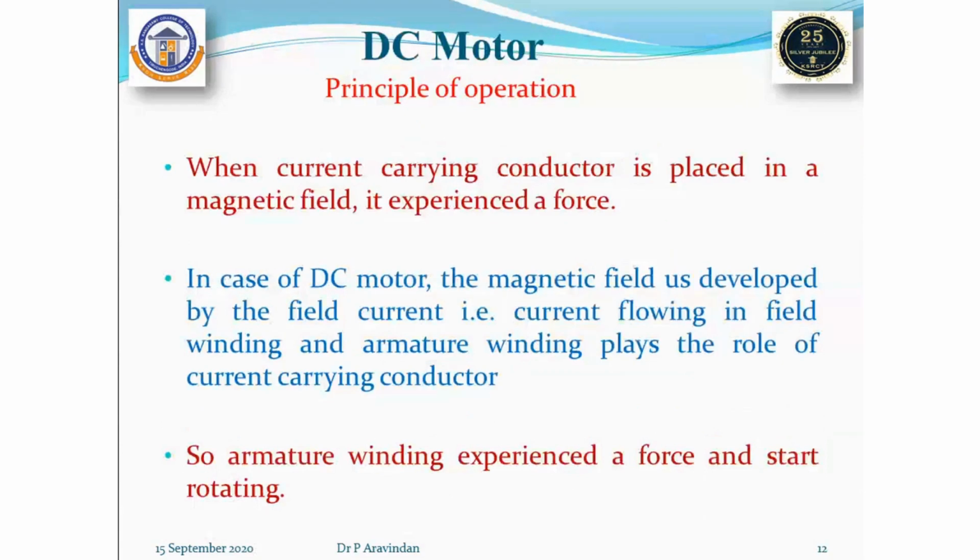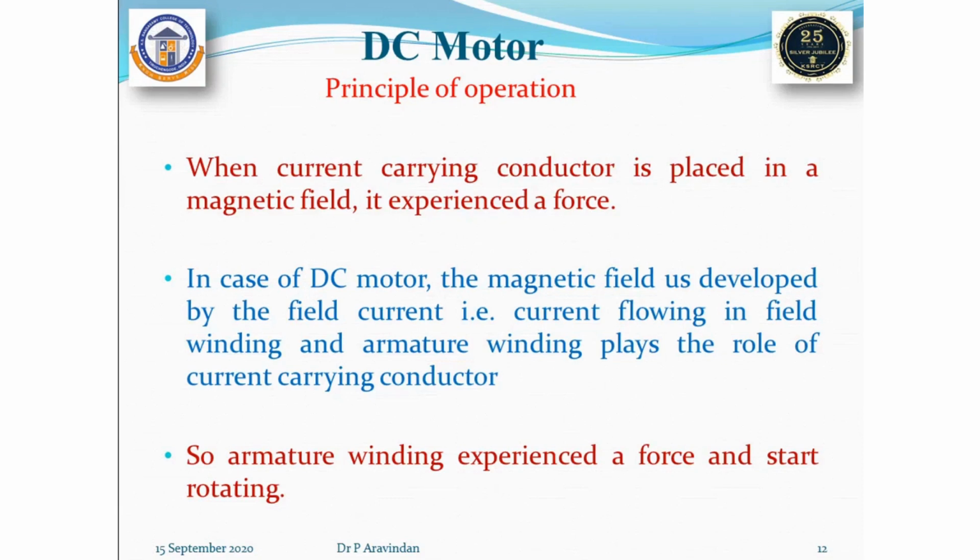Before we study the details of the various parts of the construction, for refreshment you have to understand the simple operation of a DC motor. Already we discussed it, it is a recap of what we studied up to now. When a current carrying conductor is placed in a magnetic field, it experiences a force. That you have already studied. The second thing, in the case of a DC motor, the magnetic field is developed by the field current, that is the current flowing in the field winding. Then the armature winding plays the role of a current carrying conductor, experiences the force and starts to rotate. That is the conclusion of what we studied up to now.